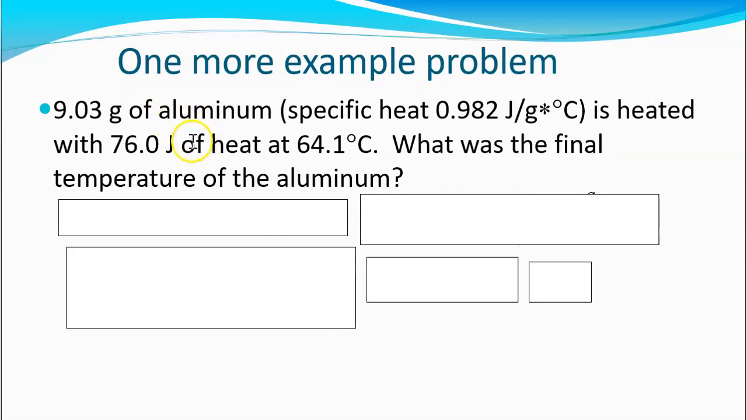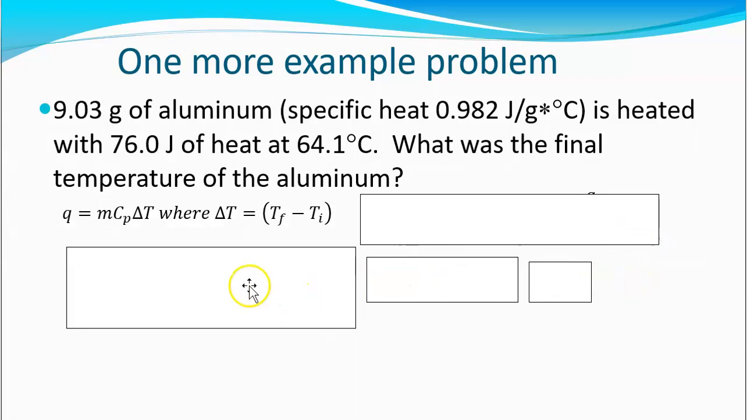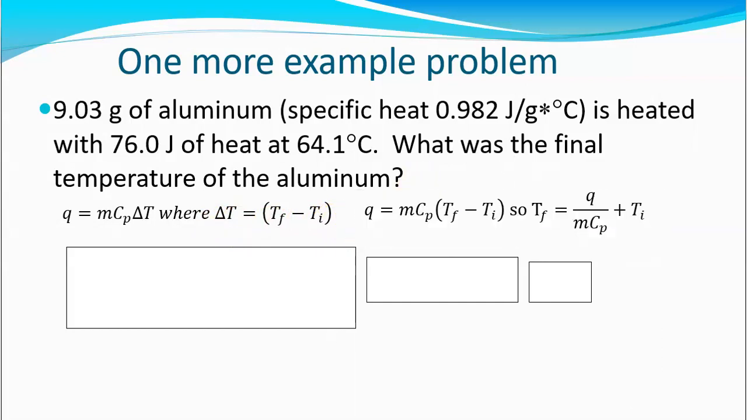So in this case, I have aluminum, and I've been given the specific heat of aluminum. It's heated with 76 joules of heat, and it starts at 64.1 degrees C, and it wants the final temperature. So again, I notice I've got specific heat here, and I'm looking for a temperature change, so that tells me I'm doing Q equals mCdT. And I remember that the delta T is T final minus T initial.